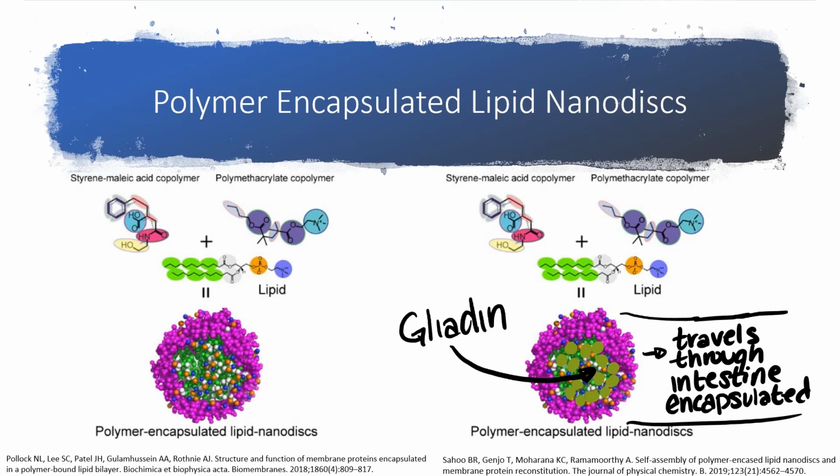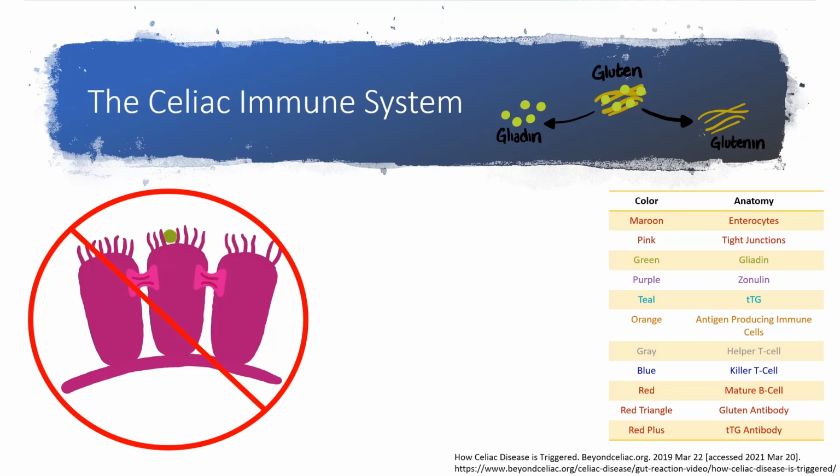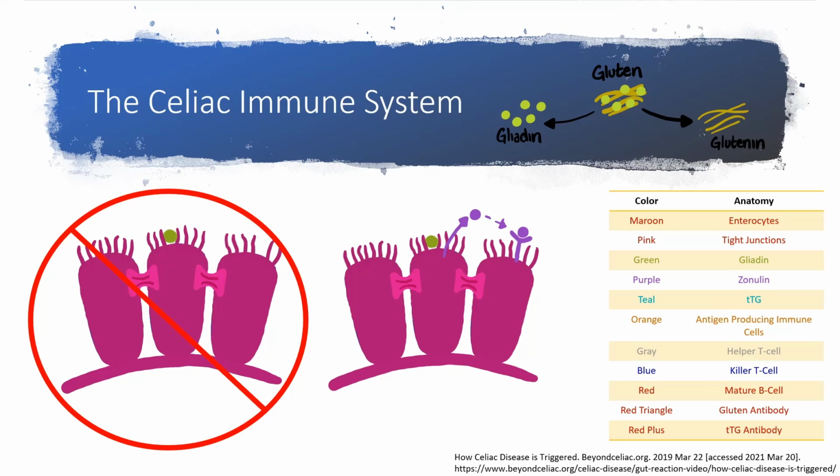The goal of nanodiscs would be to find a way to adapt the techniques used in membrane protein research to encapsulate the undigested gluten proteins to either allow safe passage through the small intestine without immune response or to stop the gliadin from permeating the enterocytes.